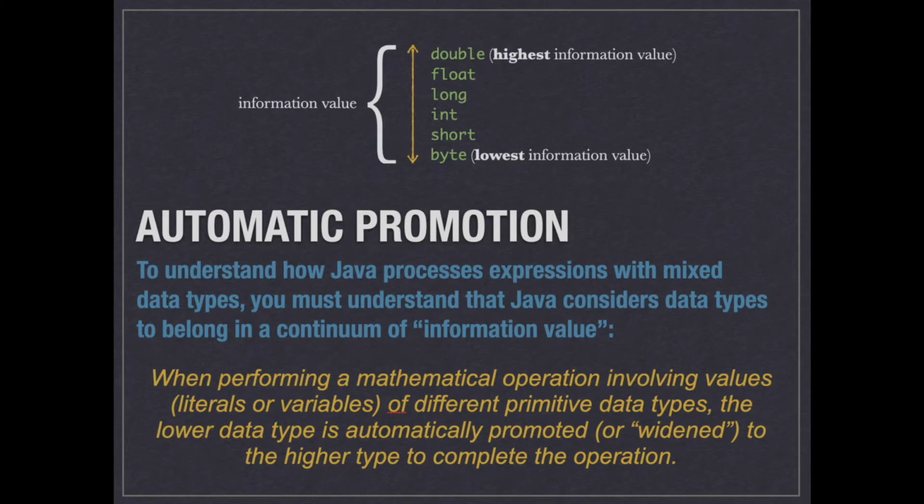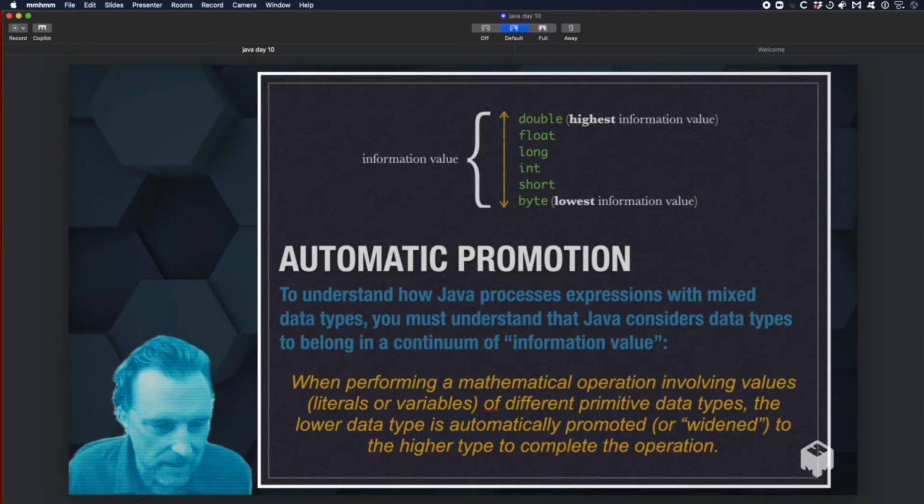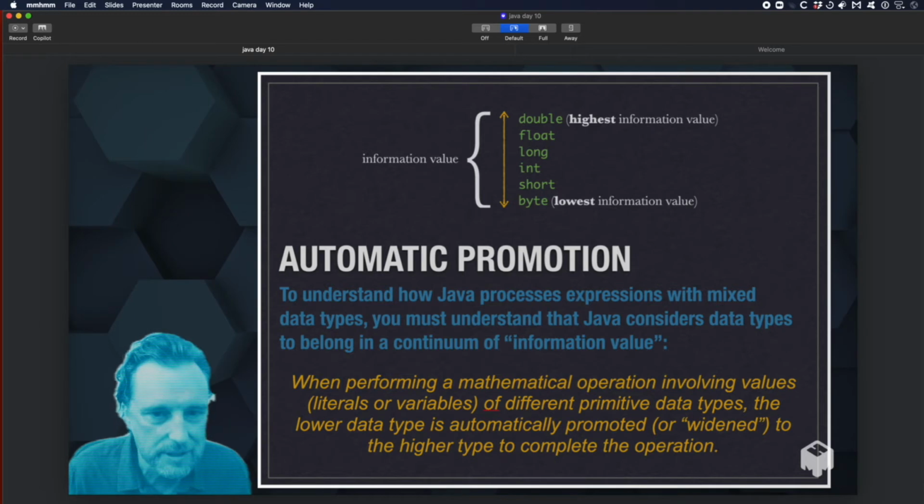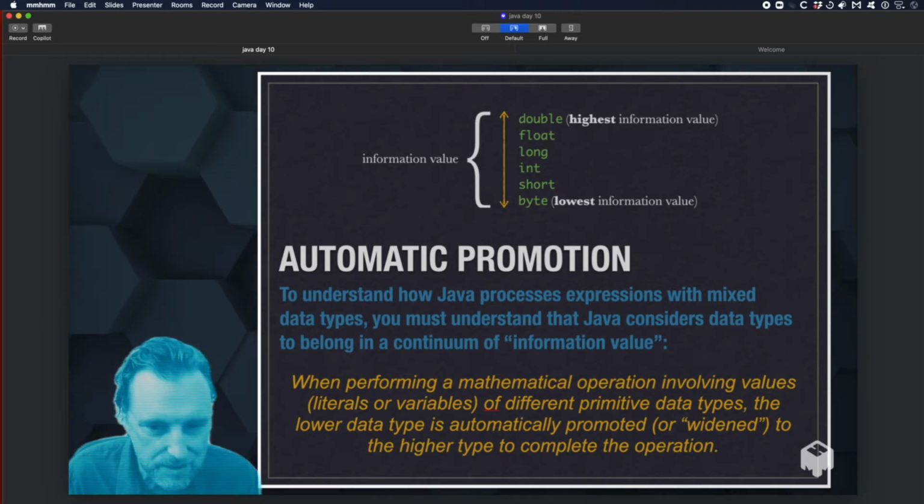The key to understanding mixing data types is simply that Java views the data types as existing on this continuum of what you might call information value. The lowest information value data type is the byte, the 8-bit integer. And then if you can read that, it just moves up the continuum to short, int, long, float, and double. So the highest information value data type is the double precision floating point number. It's an easy concept, and once you get the hang of it, it makes sense. In the meantime, you might find yourself referring back to this continuum a lot.